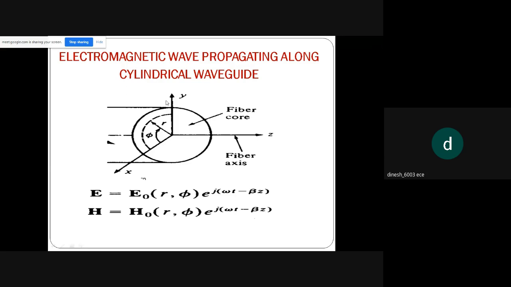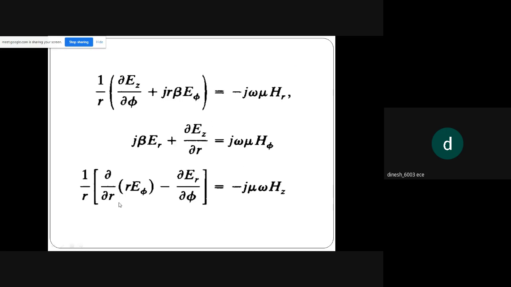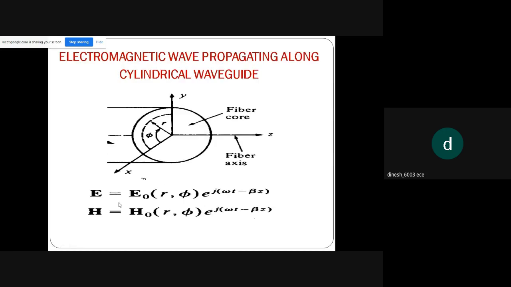This circle is a core fiber. This is your fiber axis with radius r, which is being deployed on a three coordinate system x, y, z in cylindrical. So in cylindrical we have r, theta, and phi. So you can see that phi is the angle being created on the x coordinate.